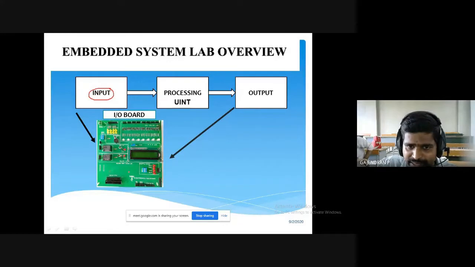Is the screen visible? Please pin my icon, Gajendran P. Then only you can view the lab PPT.